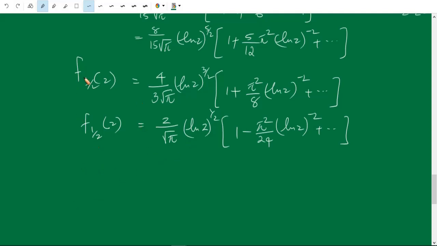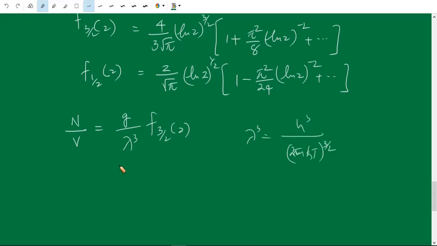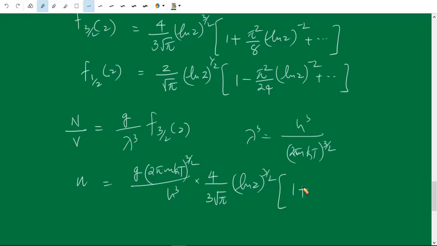Using this f3 by 2, we know that the equation for n by v is equal to g by lambda cube f3 by 2 of z, where lambda cube is (h squared by 2 pi m kT) raised to 3 by 2. Substituting the value of f3 by 2, we get n equal to g (2 pi m kT) whole raised to 3 by 2 divided by h cube, into 4 divided by 3 root pi (log z) raised to 3 by 2 times (1 plus pi square by 8 (log z) raised to minus 2).